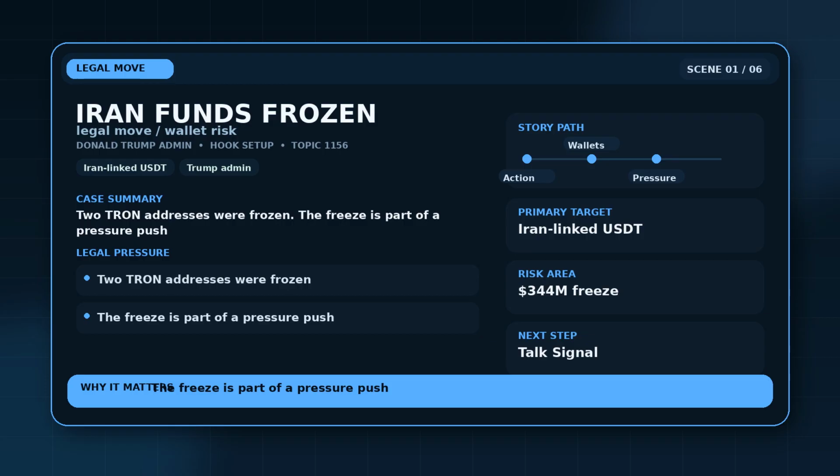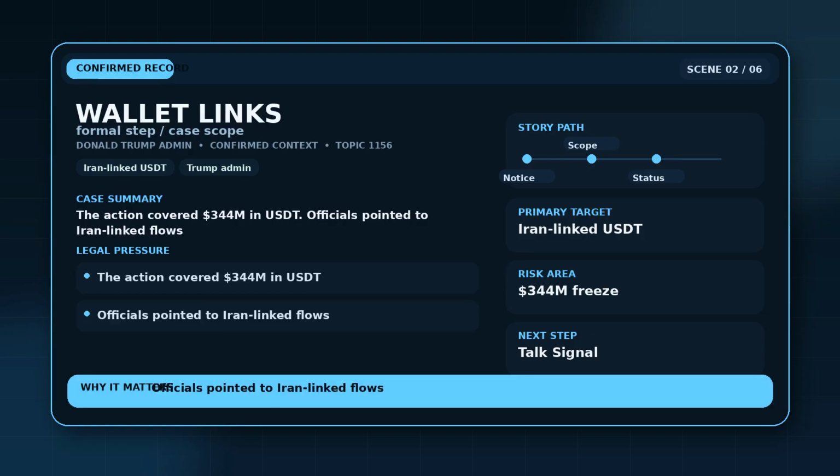The event is 2 TRON addresses were frozen, and the pressure point is that the freeze is part of a pressure push. That gives the segment a concrete test instead of a broad mood read. A viewer can immediately judge what changed, which actor matters, and what signal would confirm follow-through. U.S. officials tie the wallets to Iranian exchanges, intermediary addresses, and activity connected to wallets associated with the Central Bank of Iran. This is the baseline viewers need before treating the move as bullish, bearish, or settled.